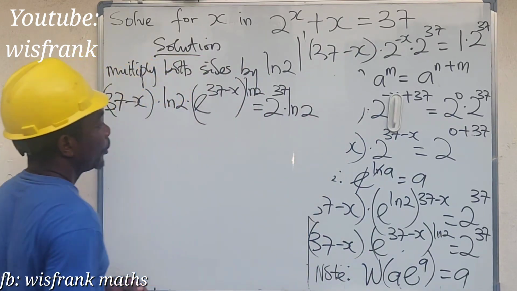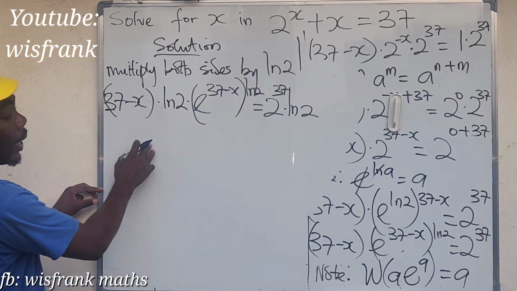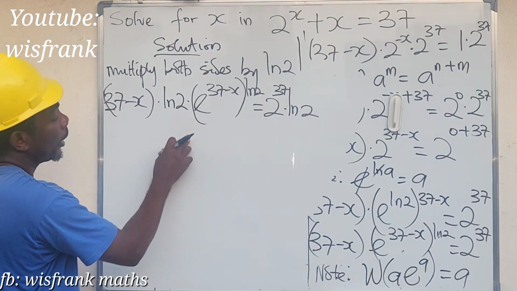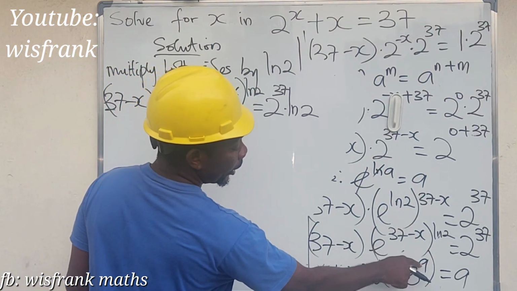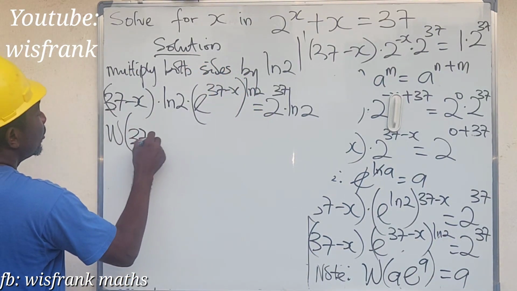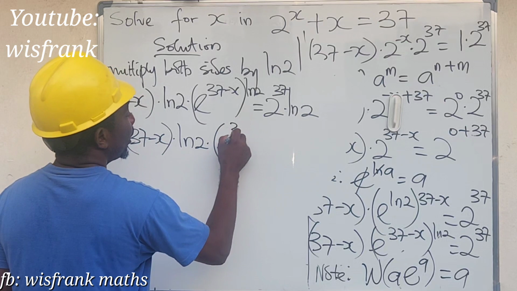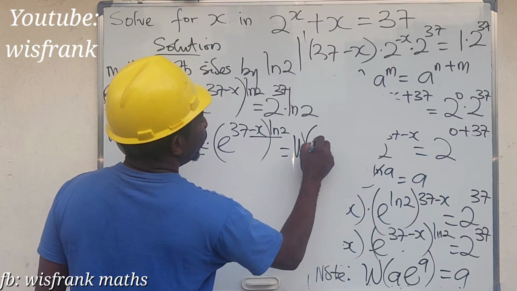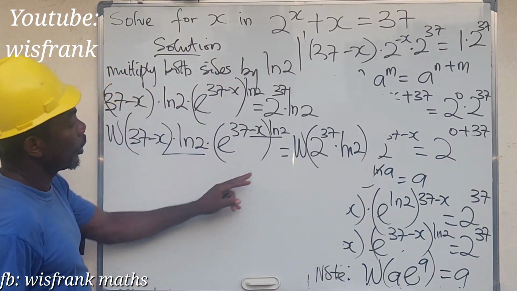So this is ln2. Now what we have on the product is the same thing as what we have here, so we can apply the Lambert W function. The next step is for us to apply the Lambert W function, which says that the Lambert W function of a e to the power of a equals a. So here will be the Lambert W function of (37 minus x) times ln2 times e to the power of (37 minus x) ln2 equals the Lambert W function of 2 raised to the power of 37 times ln2. So that is what we have now.